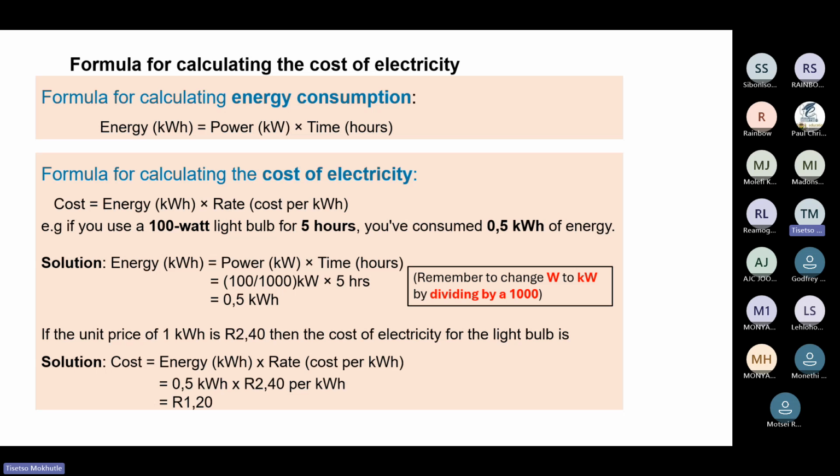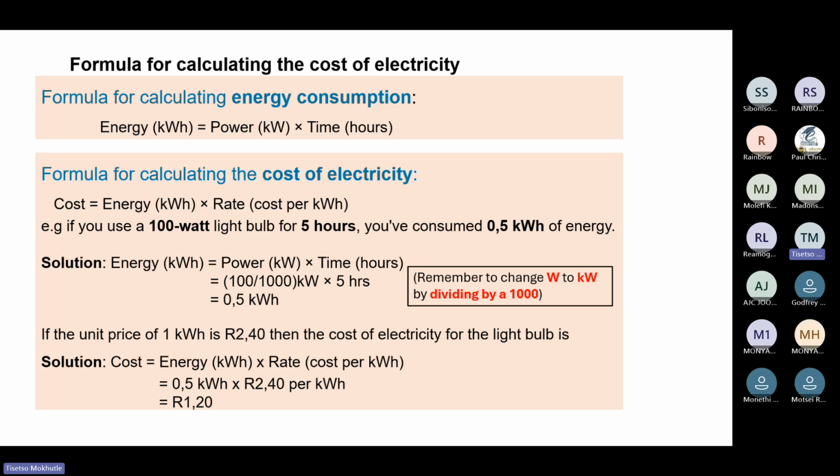Remember, energy is measured in kilowatt hour. Now at the shop, they will show you how much 1 kilowatt hour is costing in rands. So you put that amount there, multiply by the energy of the electrical device, then you can know if I play this radio for 10 minutes, how much it costs in rands.